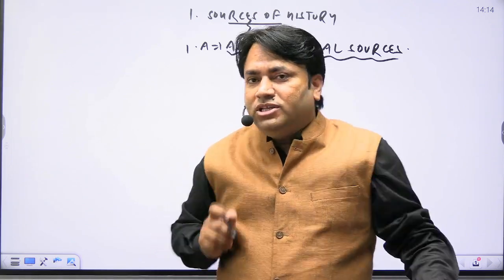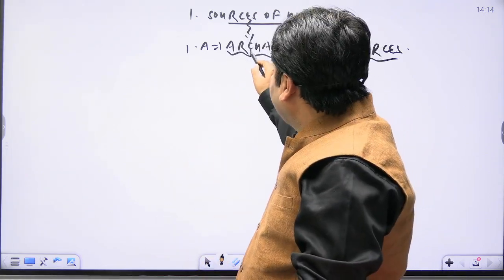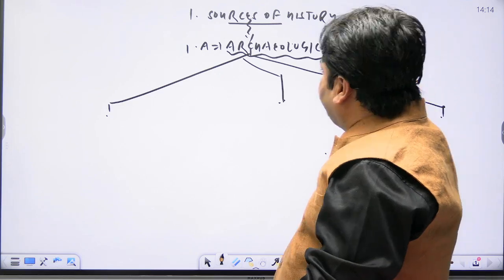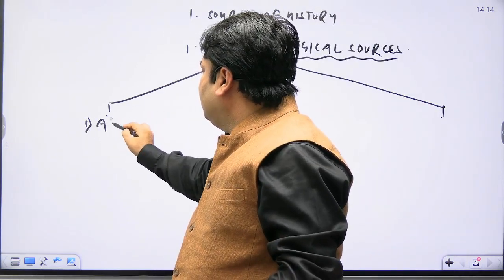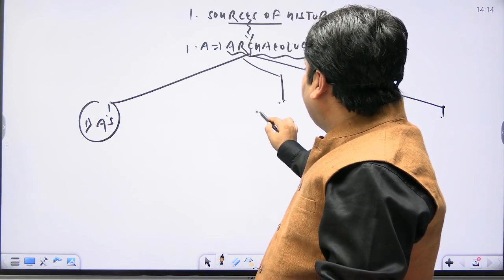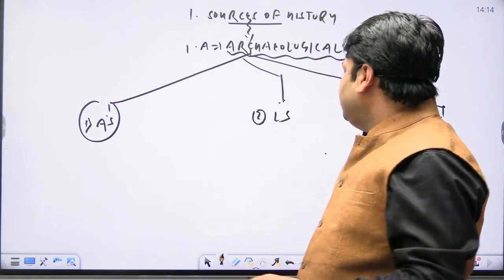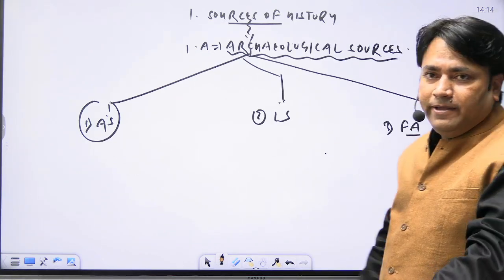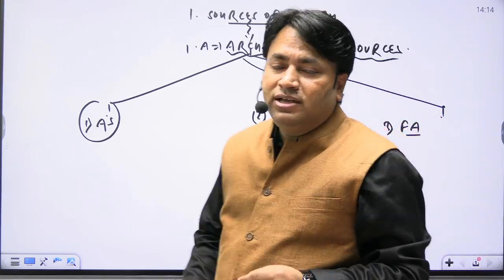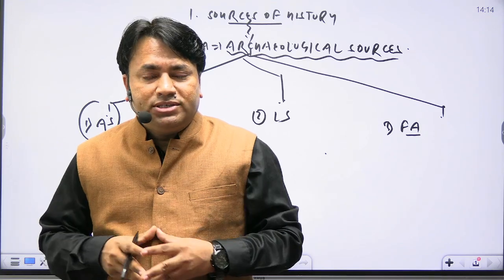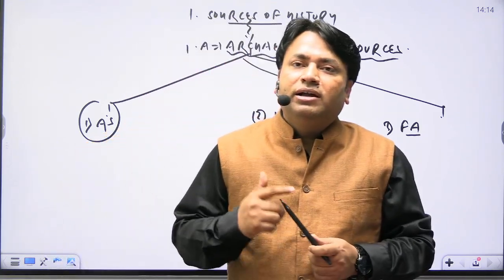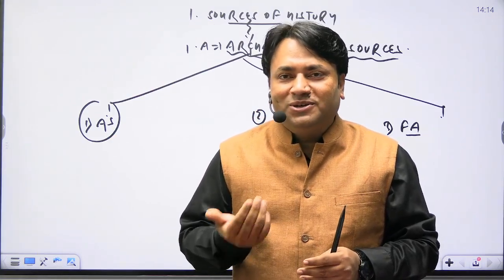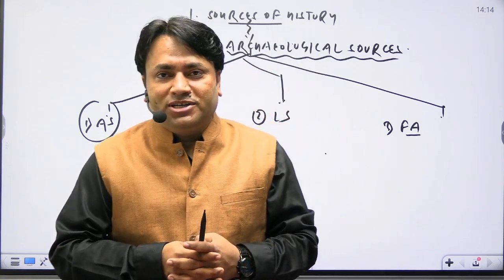Okay, now these sources, according to your syllabus, have broadly been categorized into three parts. The first part is archaeological sources, the second part is literary sources, and the third part is foreign accounts. Now the question arises, what are these sources? And the second question is, comparatively, which source should be considered the most authentic and most important source?